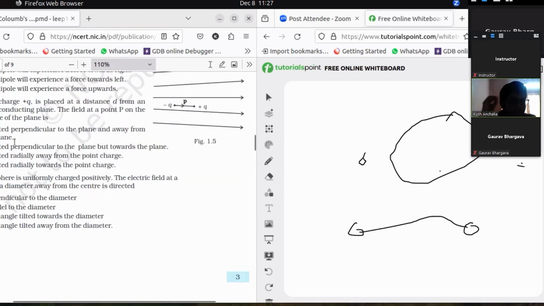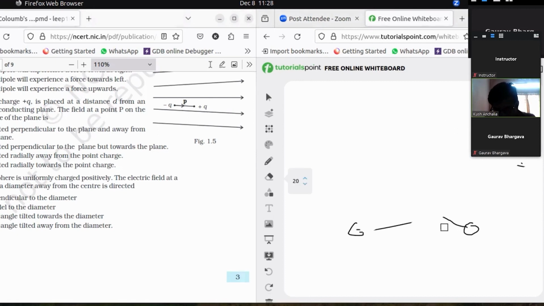A point charge plus q is placed at a distance d from an infinite conducting plane. Okay, we have to draw this, so let me just remove this quickly. So what is happening? A point charge plus q is placed at a distance d from an infinite conducting plane. The field at point P on the side of the charge. The field at point P on the other side of the plane.